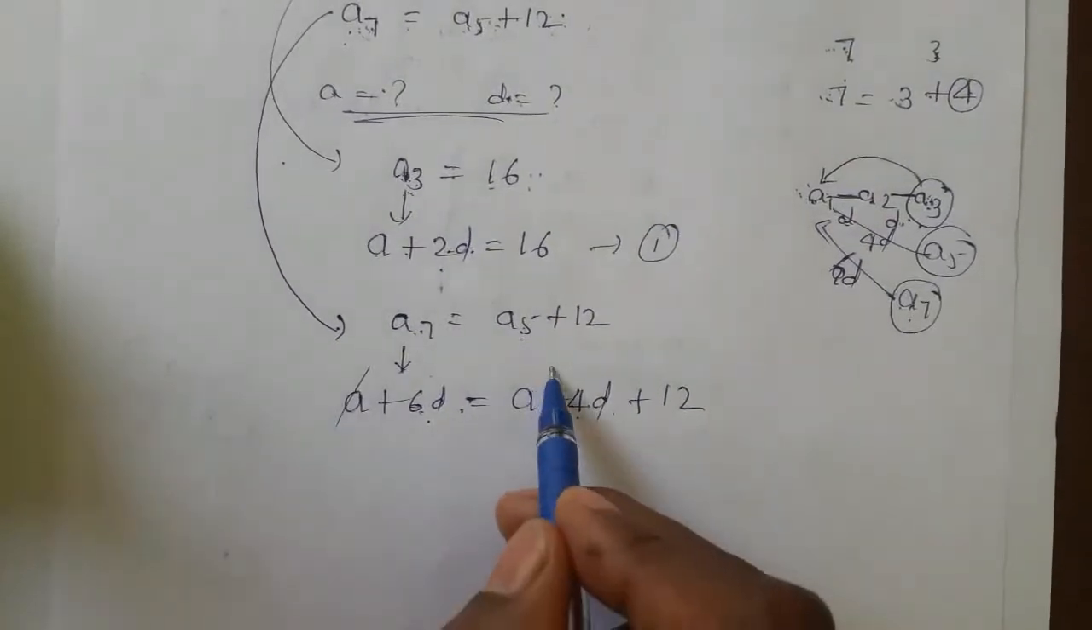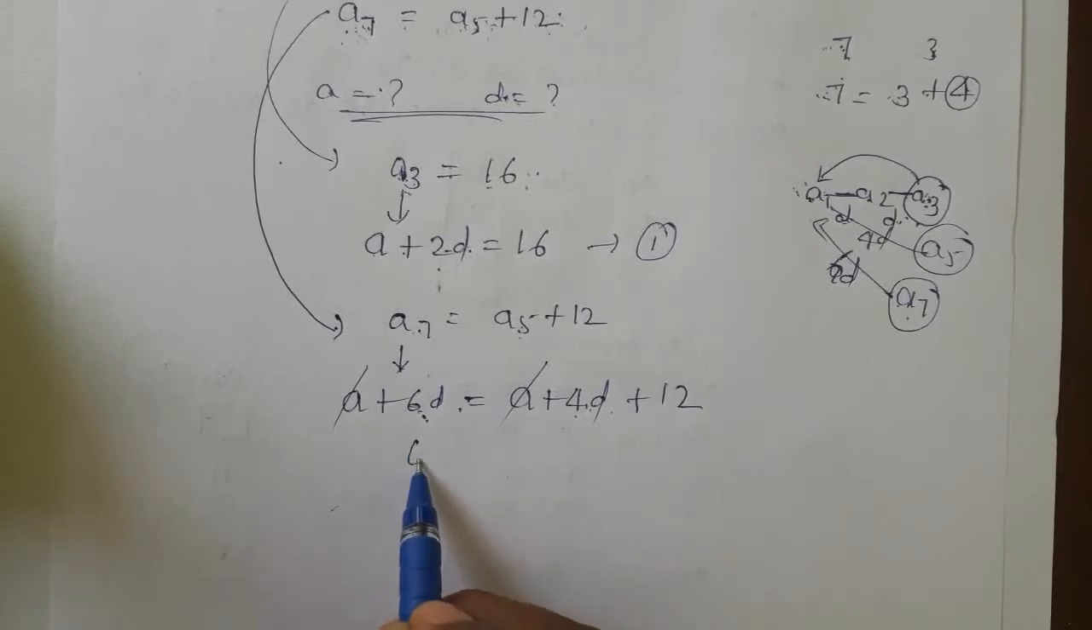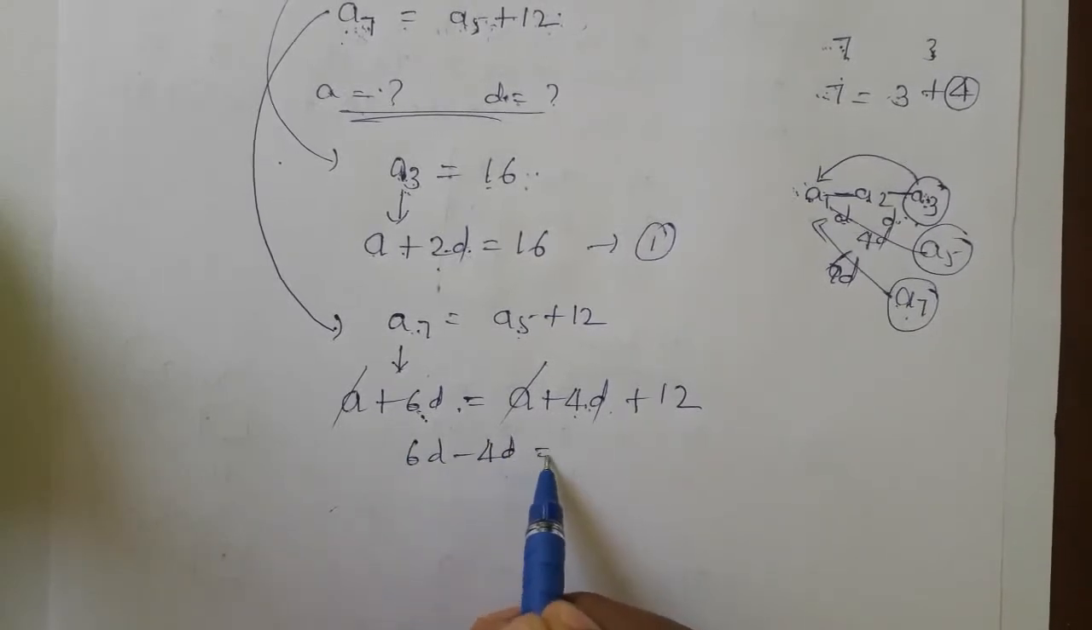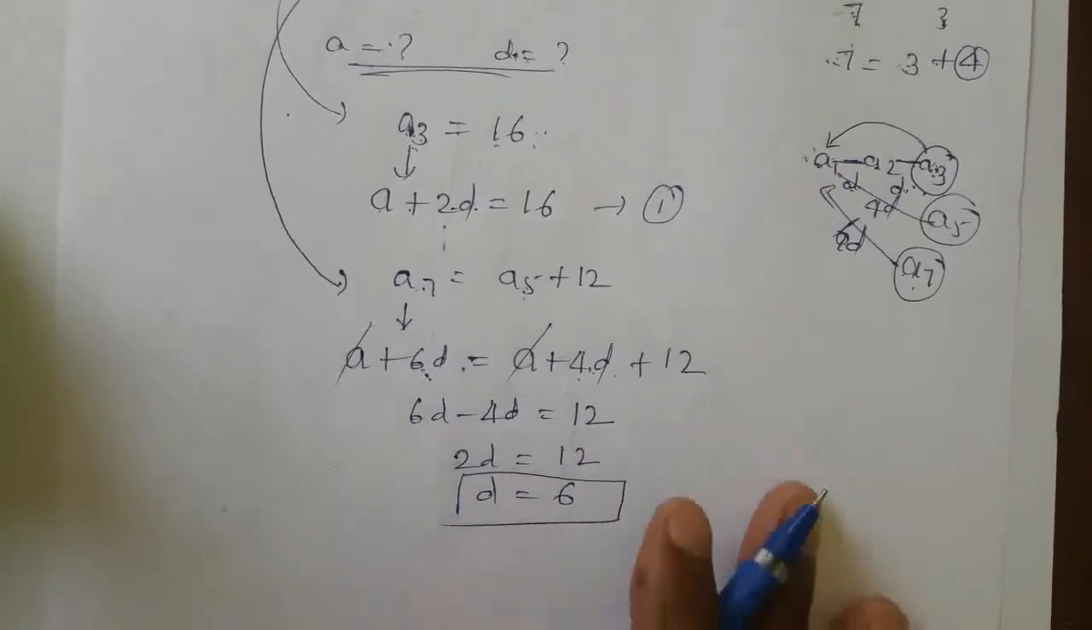See, on both sides A and A get cancelled. 6D and 4D, 4D is smaller, bring this side. 6D minus 4D equals 12. Here it is 2D equals 12. D is equal to 6. So we get the D value 6.